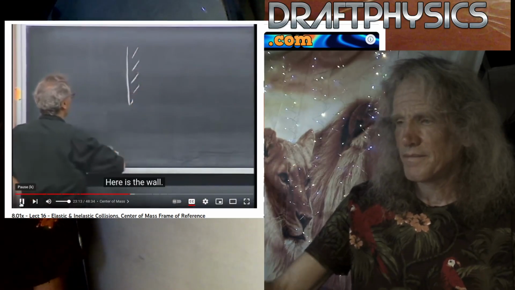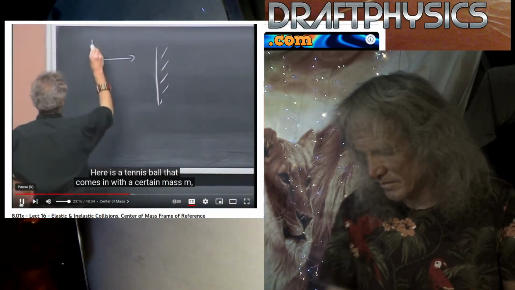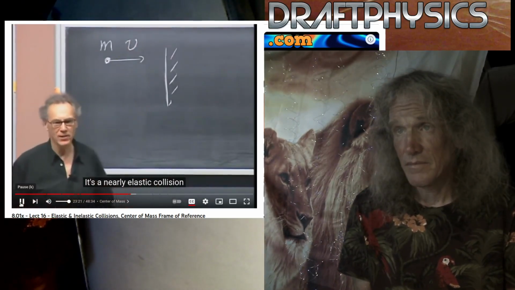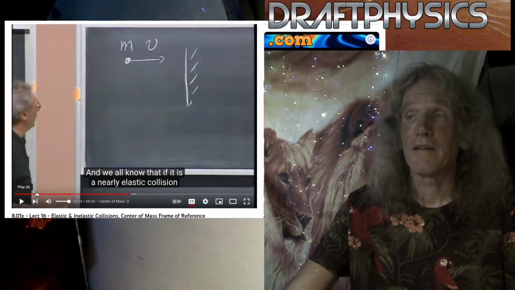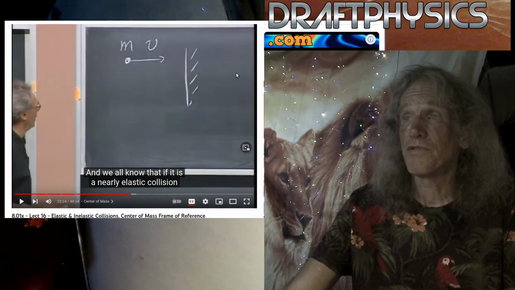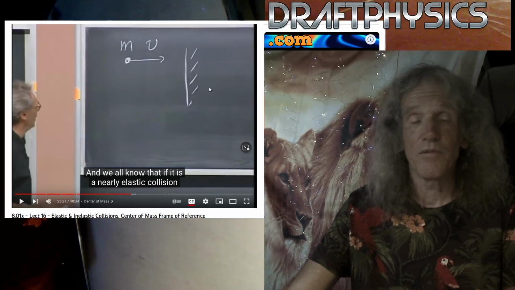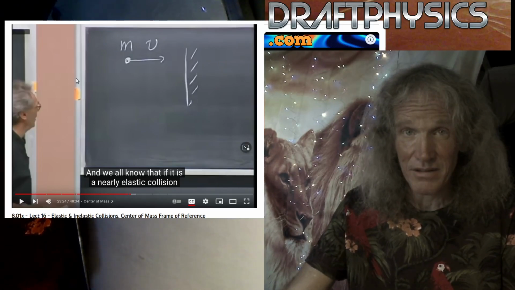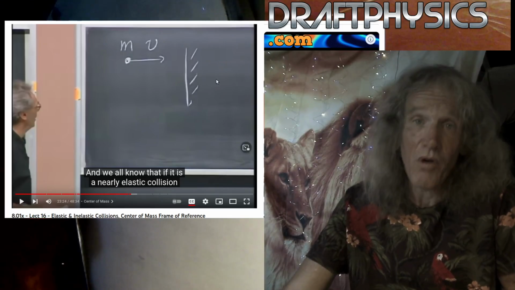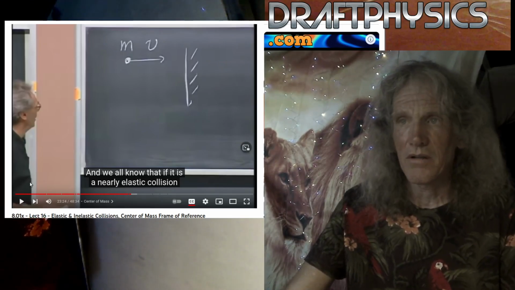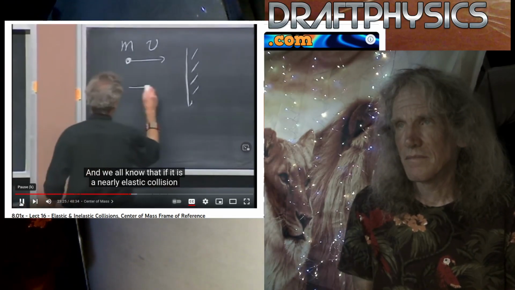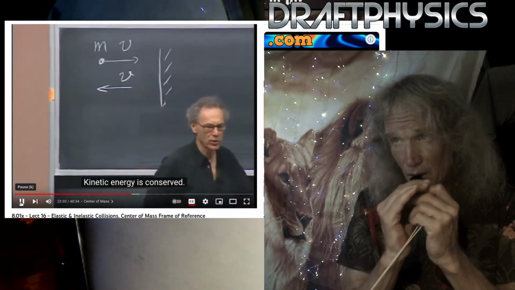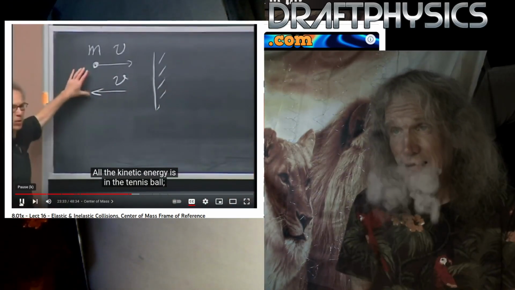Here is the wall. Here is a tennis ball that comes in with a certain mass n, and it has a certain velocity v, whatever that is. It's a nearly elastic collision, and it bounces back from the wall. Right. So let's just say, well, what if the wall moves when the ball hits? The wall yields. Well, the more the wall yields, the less the tennis ball is bouncing, right? So the lighter I make the wall, the less bounce I get from the ball. And we all know that if there's a nearly elastic collision, that it comes back with the same velocity. Kinetic energy is conserved. All the kinetic energy is in the tennis ball. Nothing is in the wall.